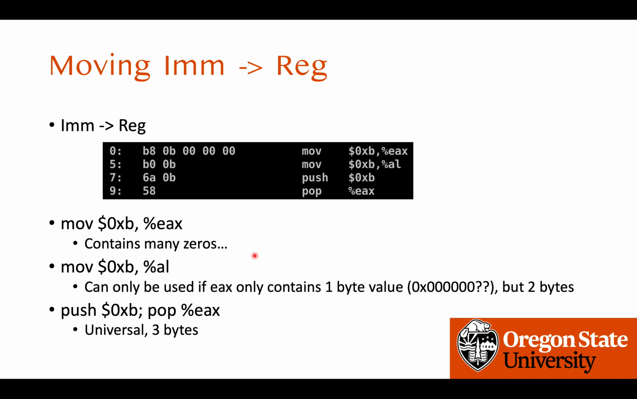Next, I will go over some tricks that you can apply for writing short, ASCII, or alphanumeric shellcode. First, check the following for moving an immediate value to a register. I have listed 3 ways to move 0xb to EAX.